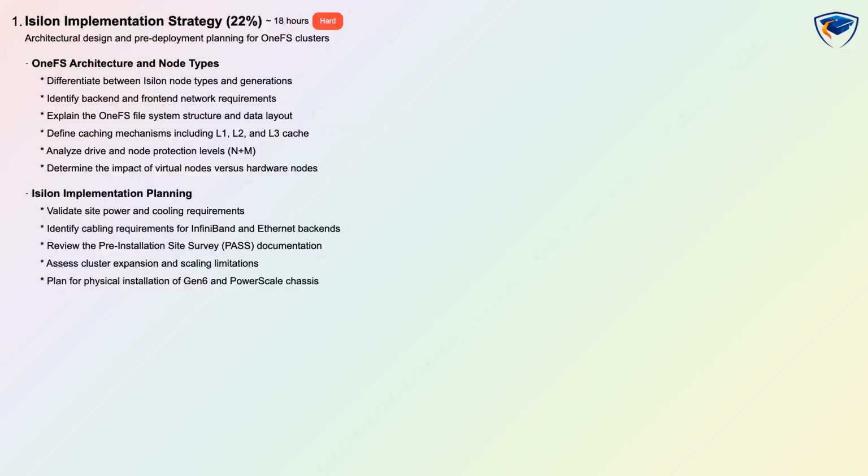The first domain, Isilon Implementation Strategy, focuses on architectural design and pre-deployment planning for OneFS clusters. In this domain, you'll learn about OneFS architecture and node types, where you'll differentiate between Isilon node types and generations, identify backend and frontend network requirements, explain the OneFS file system structure and data layout, define caching mechanisms, analyze drive and node protection levels, and determine the impact of virtual nodes versus hardware nodes.